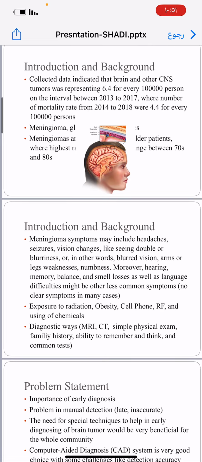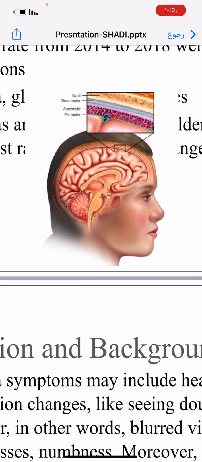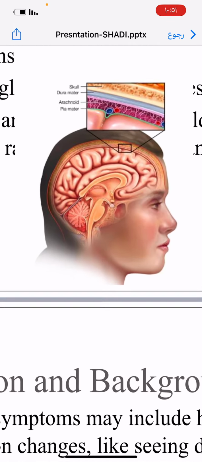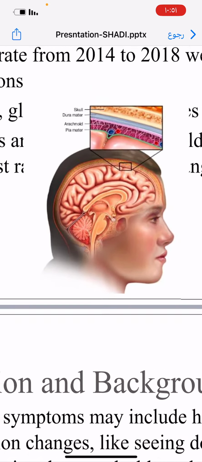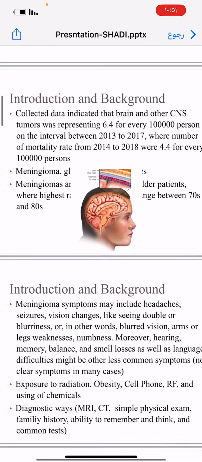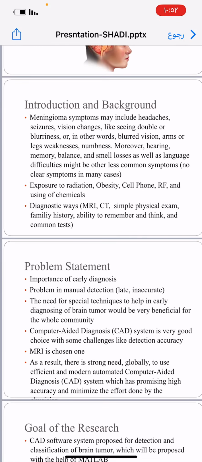Since we have many types, as we can see here in the image, we have many types to be classified and detected earlier. You can see here the red one, which could be considered a brain tumor. Meningioma is our main focus here in the classification and detection.